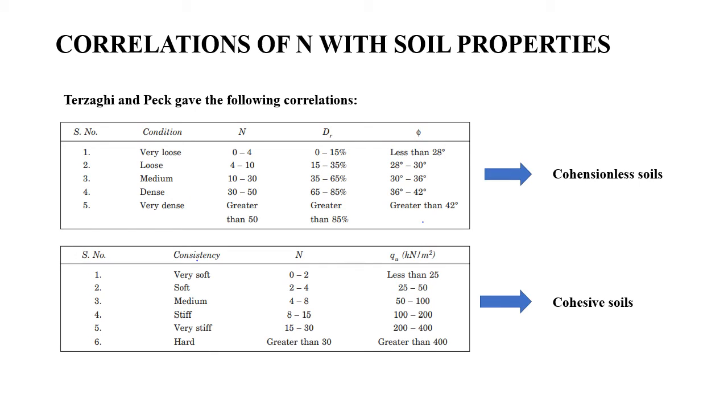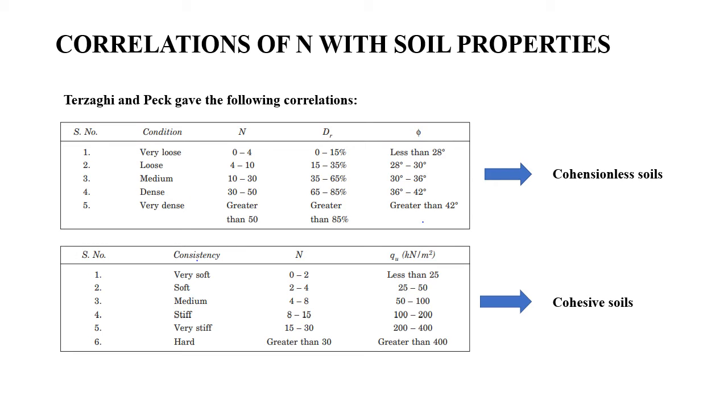So there are various correlations which are derived between the standard penetration number and other soil properties. Terzaghi and Peck have given these correlations. Now for cohesionless soils, you will find these correlations. Here, if you can see, they have given the range of standard penetration numbers, and if you want to find out the equivalent relative density or phi value of the soil at that depth, you can use these correlations given in the table. And you will also know what is the condition of that soil at site. Okay, so this is how you make use of these correlations.